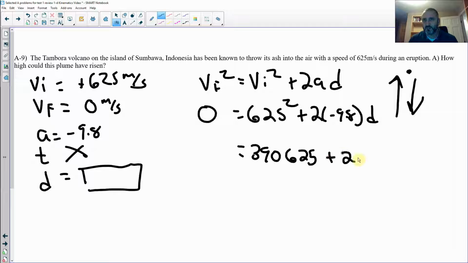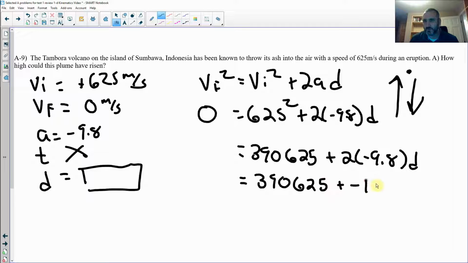390,625 plus 2 times negative 9.8 d, but you know what, I'm going to save us all some trouble. 2 times negative 9.8 is going to be negative 19.6. So I'm going to write 390,625 plus negative 19.6 d equals 0. So now the question is, what do we do? We're looking for d, and we got a negative 19.6 times d. We got to get rid of this 390,625. To do that, we're going to subtract it from both sides.